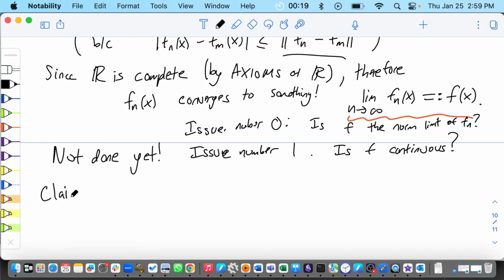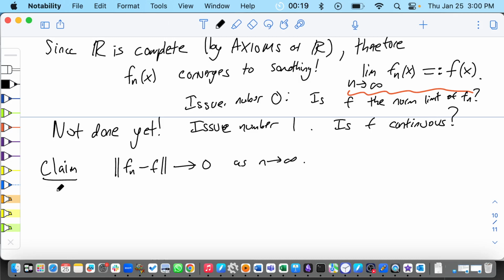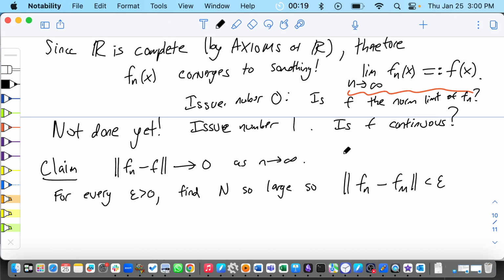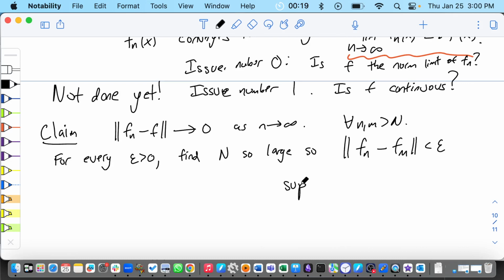So we're going to do a little claim. The claim is that the norm of fn minus f goes to 0 as n goes to infinity. So this is proving that not only is f the pointwise limit, but f is actually the norm limit of the fn's. And here's the proof that they do. They say for every epsilon greater than 0, fn is a Cauchy sequence in norm. So find n so large that the norm of fn minus fm is less than epsilon, and this holds for all n, m greater than n, which means the sup over all x of |fn(x) minus fm(x)| is less than epsilon.